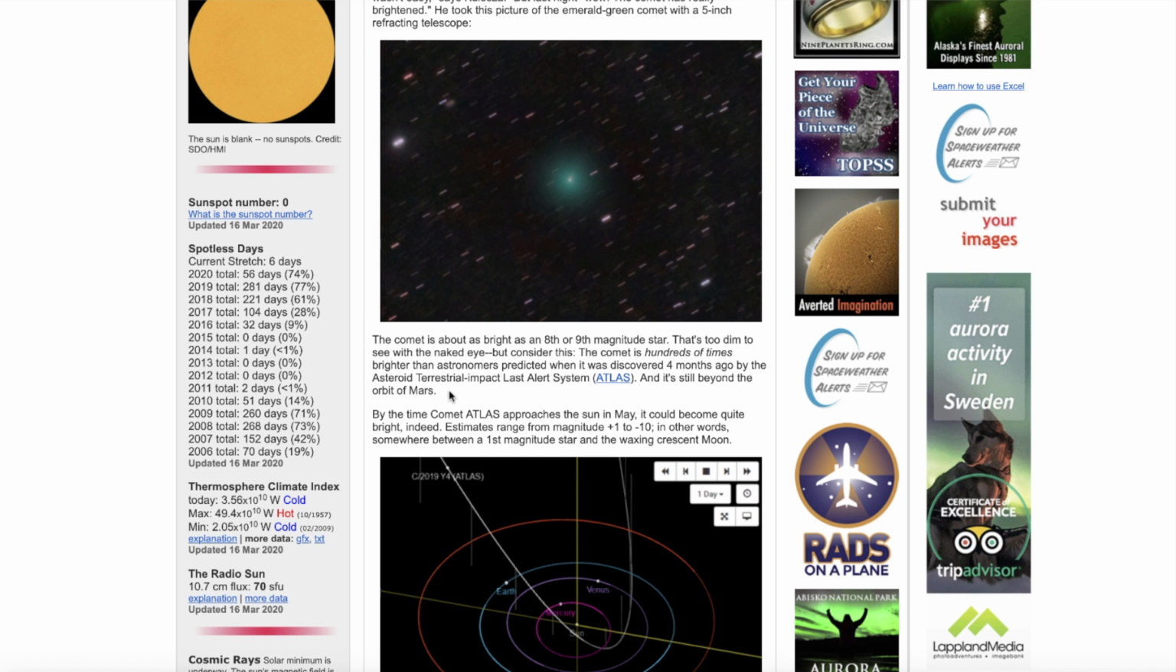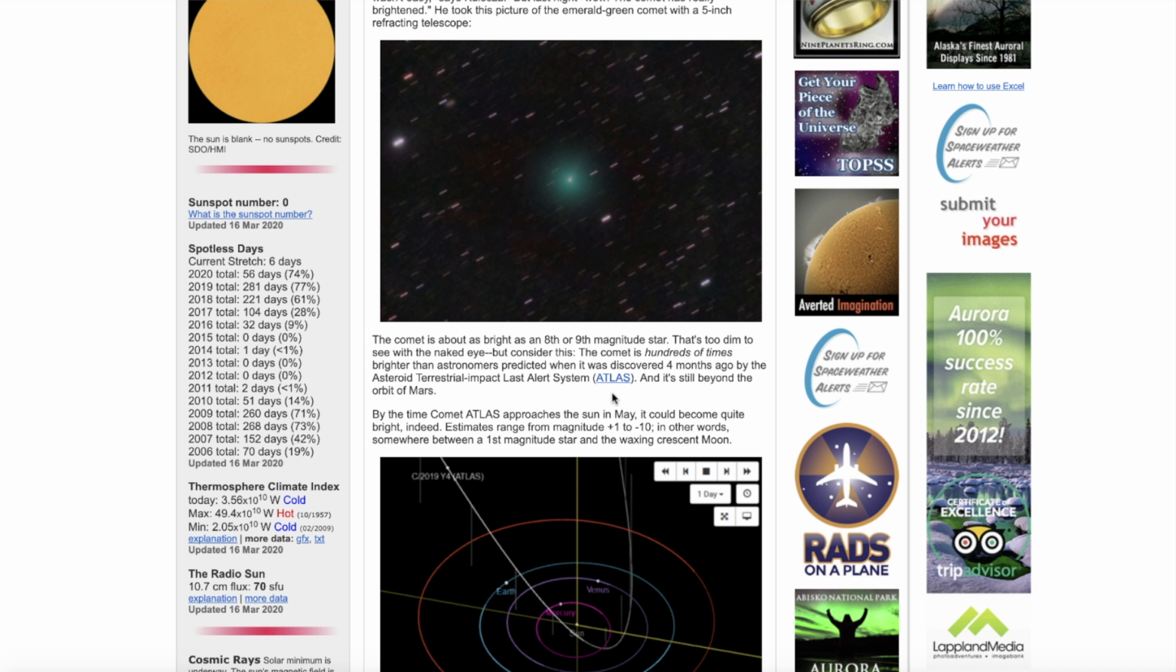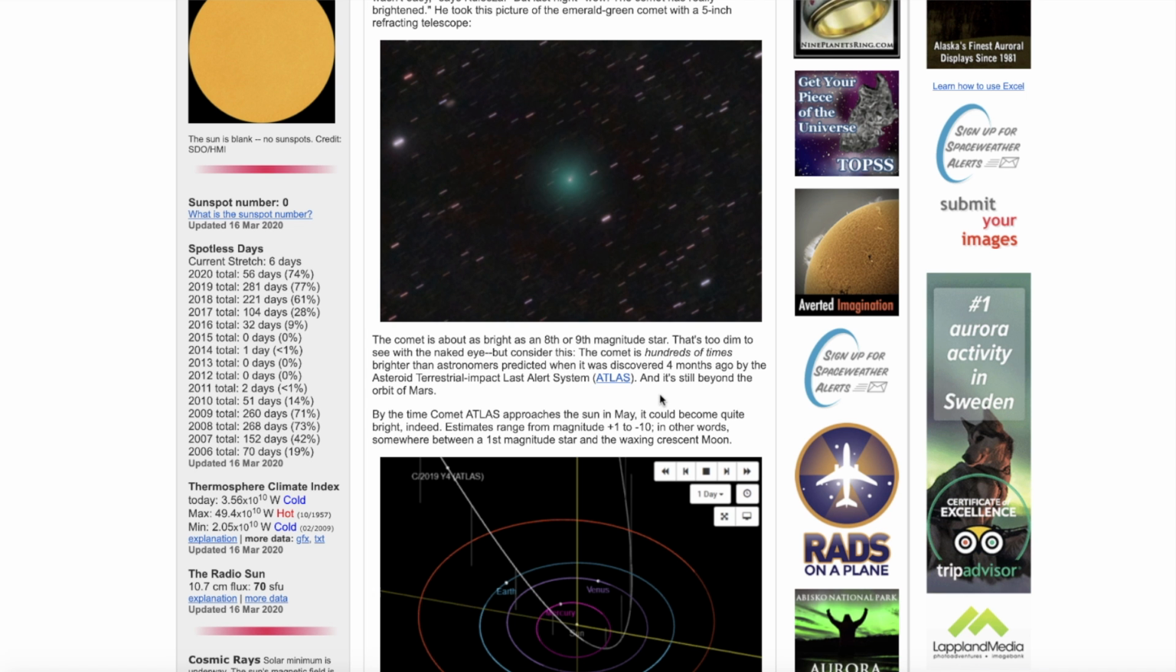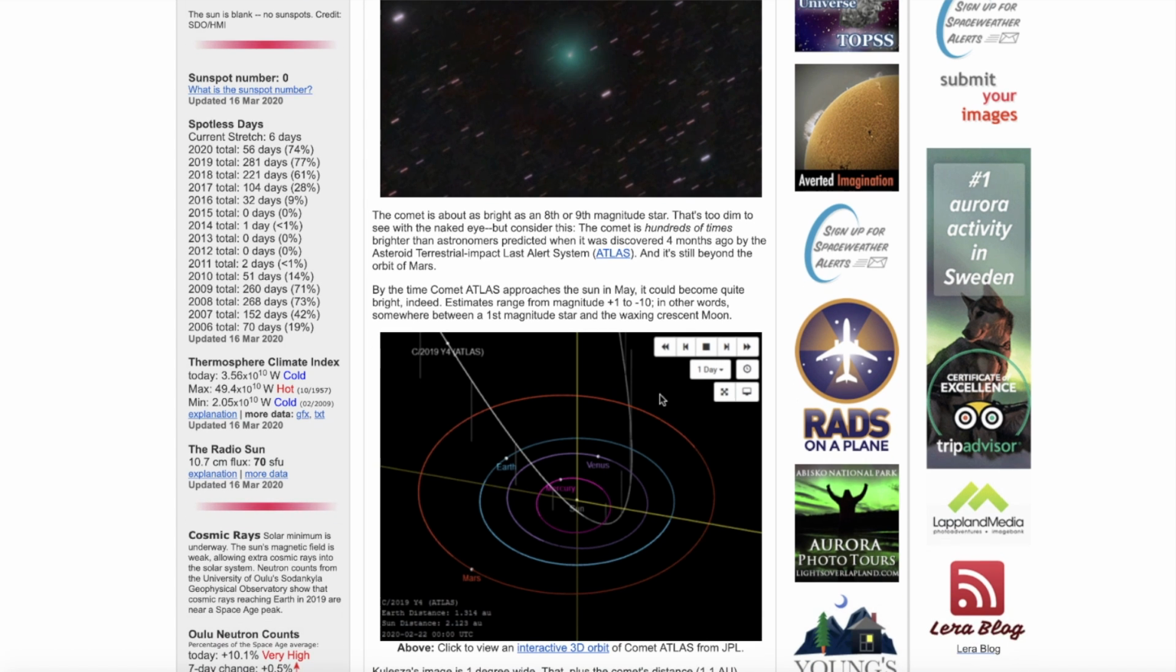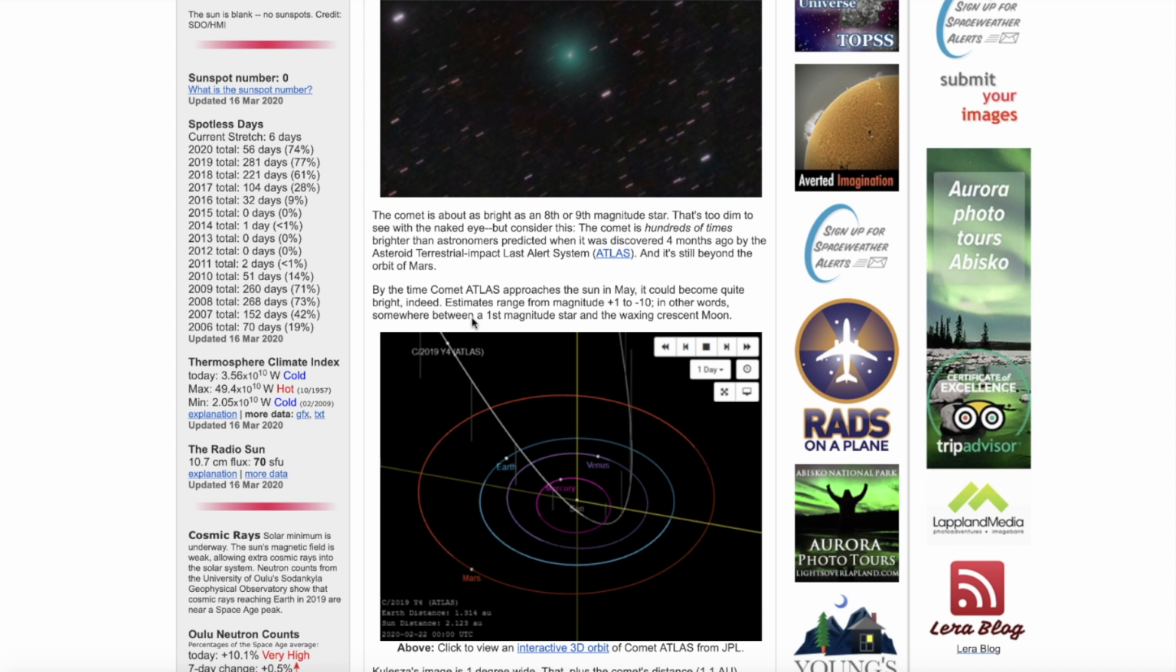At the Asteroid Terrestrial Impact Last Alert System, Atlas, hence its name, Comet Atlas, that's where it was discovered. And it's still beyond the orbit of Mars. This thing's got a long ways to go. May 30th. It's a ways out. By the time Comet Atlas approaches the Sun in May, it could become quite bright. Indeed, it could become a daytime star easily.